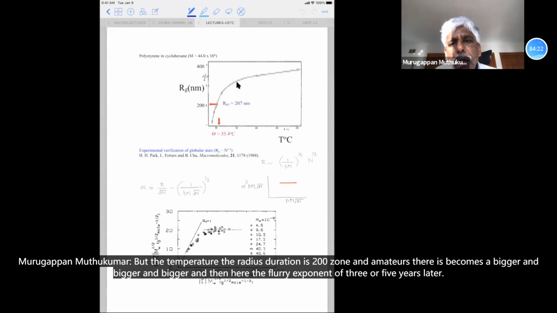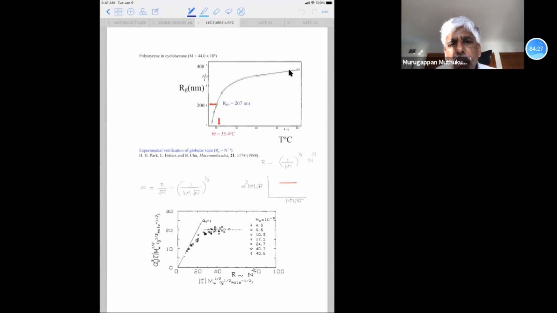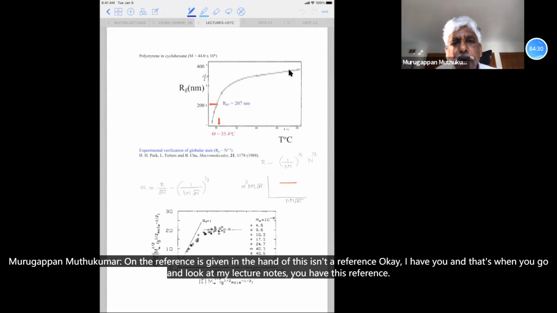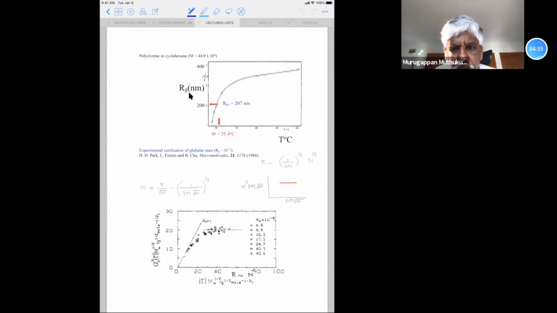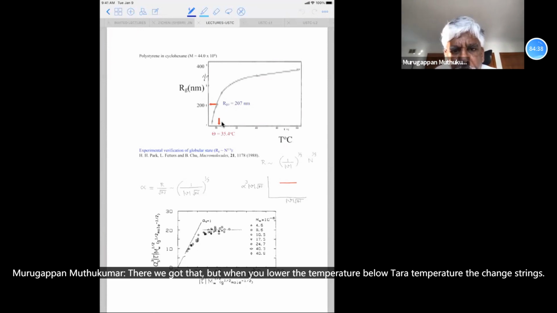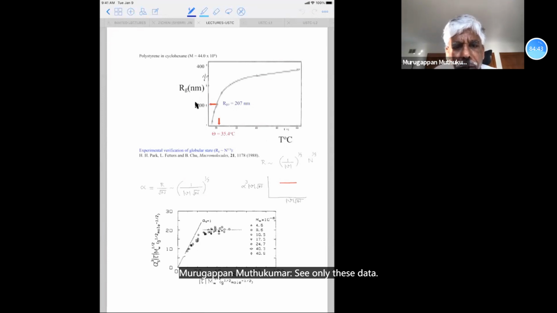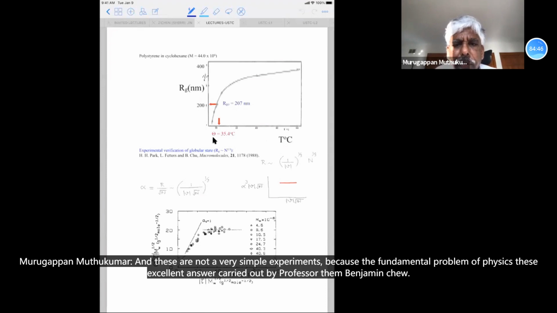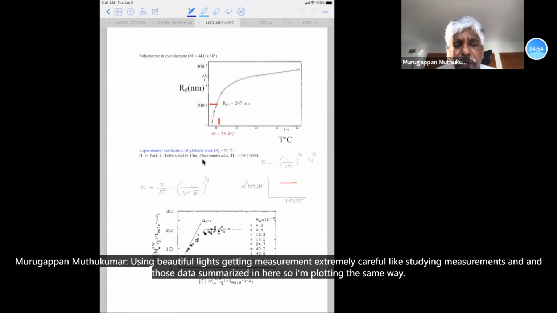The radius becomes bigger and bigger and bigger. And then here, the Flory exponent of 3 over 5 is valid. And the reference is given in the handout; when you look at my lecture notes, you have this reference. Okay, so we got that. But when you lower the temperature below the theta temperature, the chain shrinks. So you analyze these data. And these are not very simple experiments. These experiments were carried out by Professor Benjamin Chu using beautiful, extremely careful light scattering measurements. And those data are summarized in here.